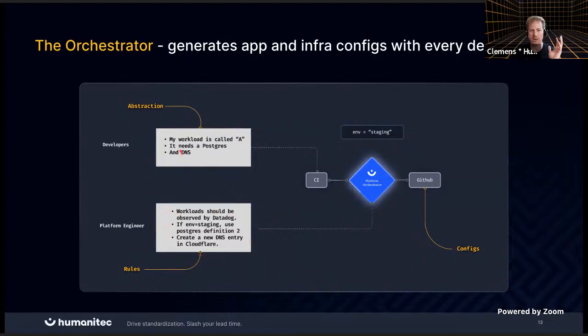So if developer asks for, hey, my workload is called A, it needs a Postgres and a DNS, and CI builds that and projects it toward the orchestrator. CI passes along the context, right? Probably a tag was set on that point in code, and because of that, the platform orchestrator understands, okay, it needs to go to staging, yeah, not development. All right, given the context, I take a look at my configuration. So if the environment is staging, I'm going to use Postgres definition 2, whatever definition 2 means, right?